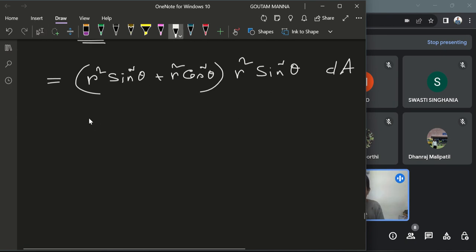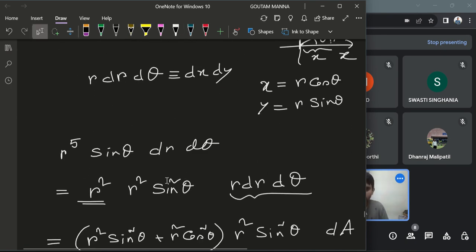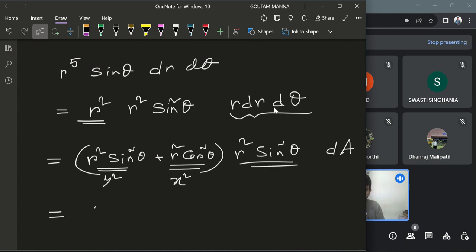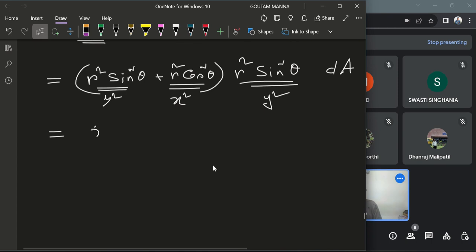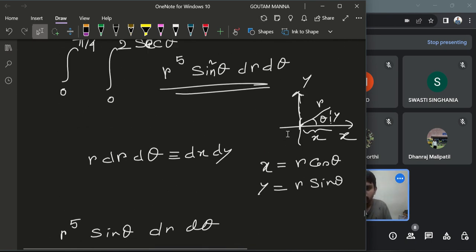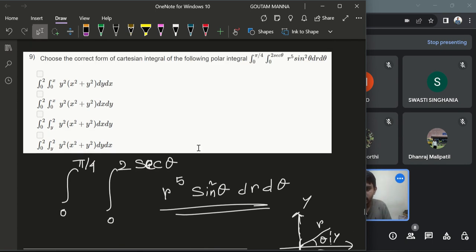And now I can replace it by these x and y values. So this r square cos square theta will be x square, r square sine square theta will be y square, and this will again be y square. So we have x square plus y square times y square times dA, which in the Cartesian coordinate is dx dy. And now we need to think about these limits.